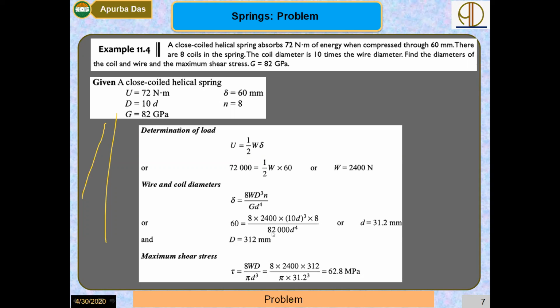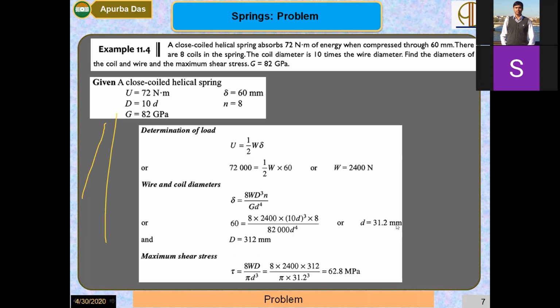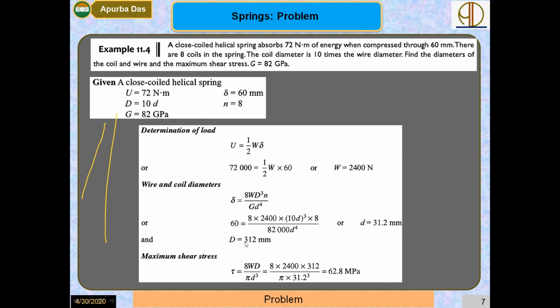We have to convert GPa, gigapascal, into megapascal in order to make it millimeter. So 82,000 d to the power 4. From there we can determine small d is equal to 31.2 millimeter. Then capital D is 10 times this, so 312 millimeter.